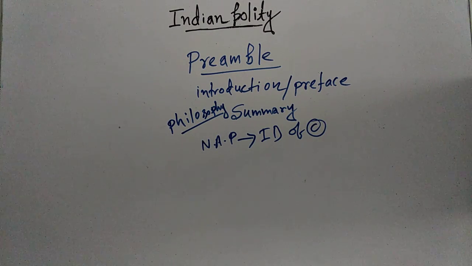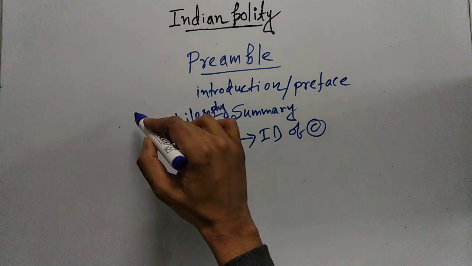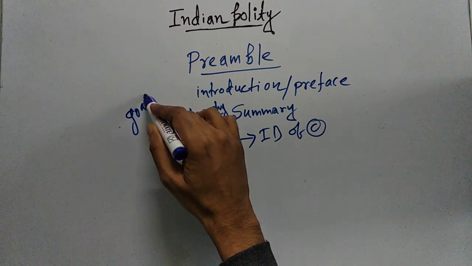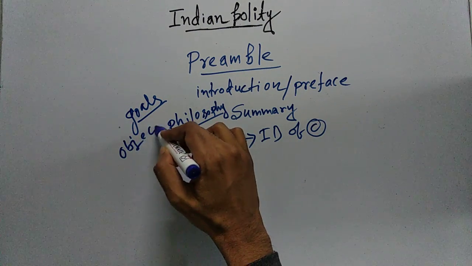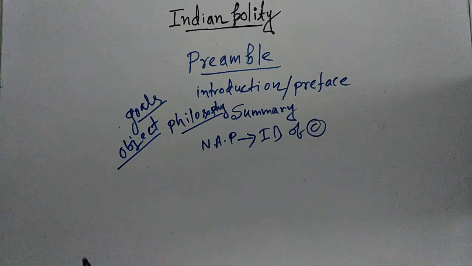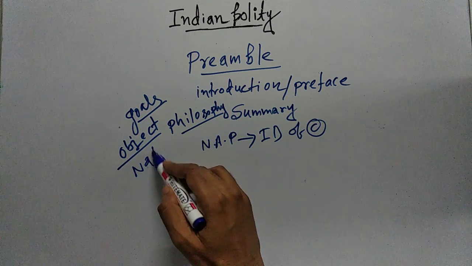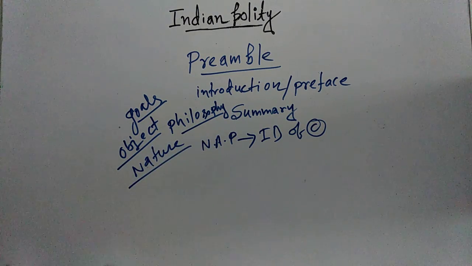Or if you elaborate, then you can say what are the goals of the Indian Constitution? What are the objectives that the Indian Constitution wants to achieve? What is the nature of the Indian Constitution? All you can know if you read the preamble. That means the goals, the objectives, the nature of the Indian Constitution are mentioned in the preamble.